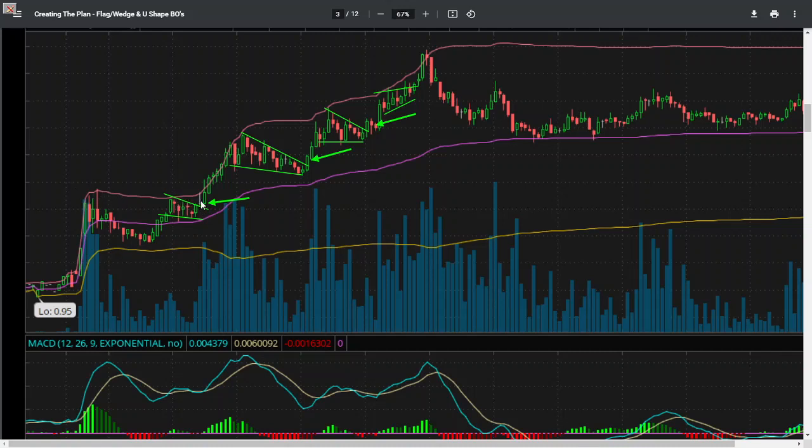Same with this one. Break of the wedge. Don't worry that high of day kind of tests that area. It'll kind of test and will show you a little bit of resistance, right? But that's fine because you're breaking out of this trend. Look at this. 5, 6 candles later, you're up rocking and rolling, right? Same here.